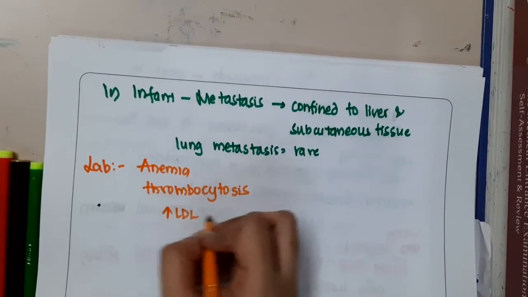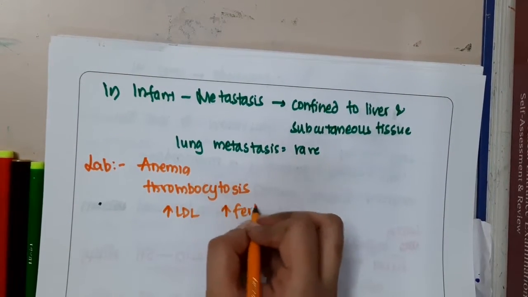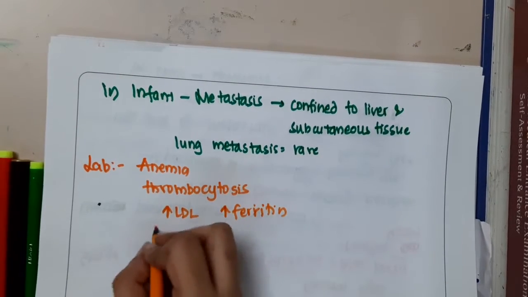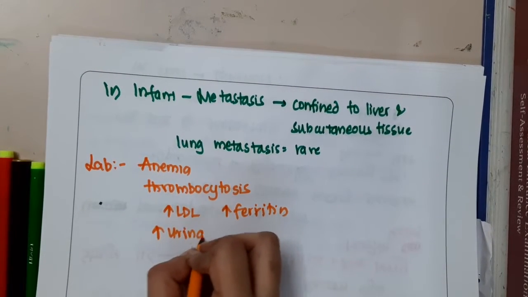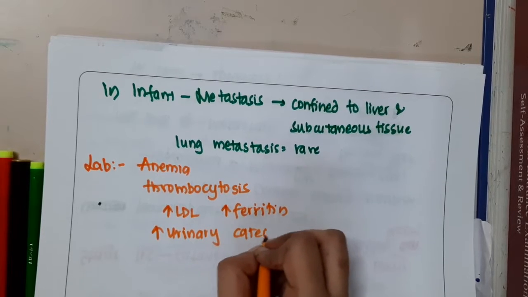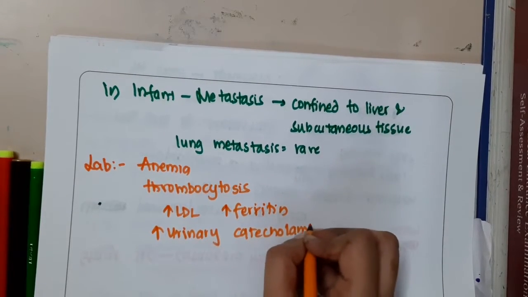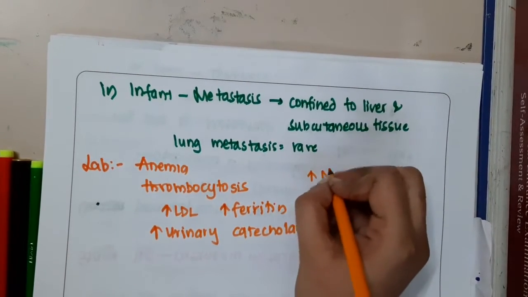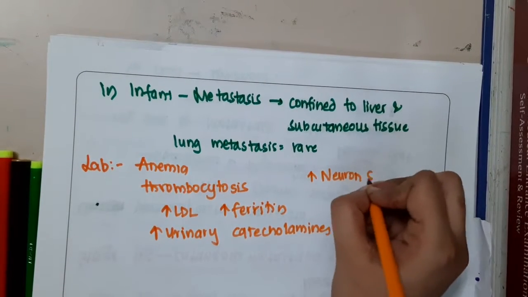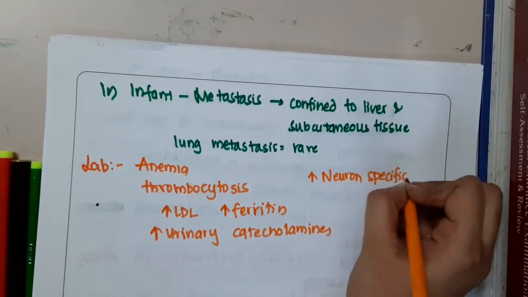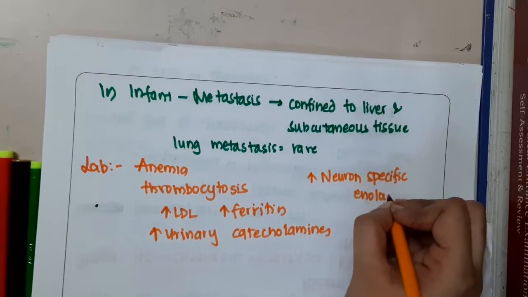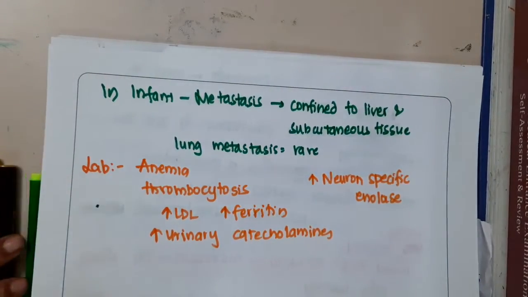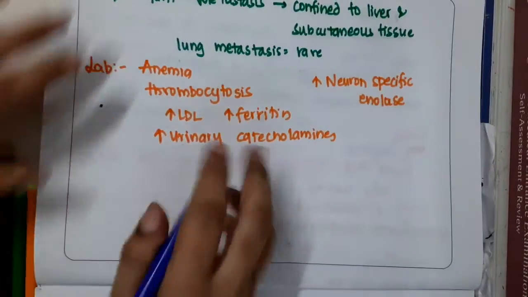Next, in laboratory investigations, you will see anemia, thrombocytosis, increased LDH, and increased ferritin. Then you will see increased urinary catecholamines, and increased neuron specific enolase. So these are the laboratory manifestations.